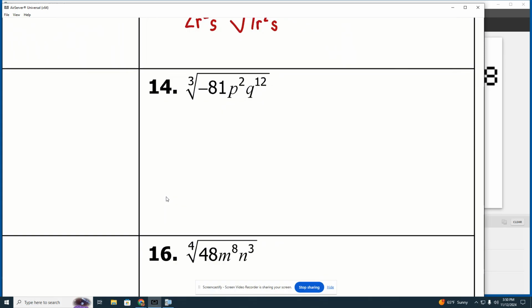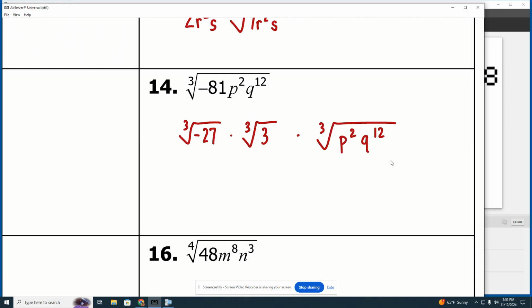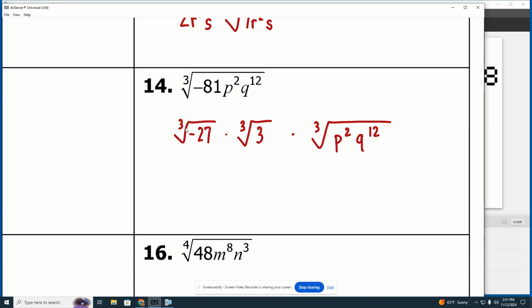So here we go. Let's do the numbers first. We're going to do the cube root of, and we're going to let 27 come out. We're going to put the negative with it. And that means that the cube root of 3 stays inside, right? Negative 81 breaks down into negative 27 and 3. But don't forget, you still have this cube root of p squared q to the 12th. We'll worry about that in a minute. Right now, our focus is the number. What is the cube root of negative 27? Well, it's negative 3. And this cube root of 3 stays trapped inside.